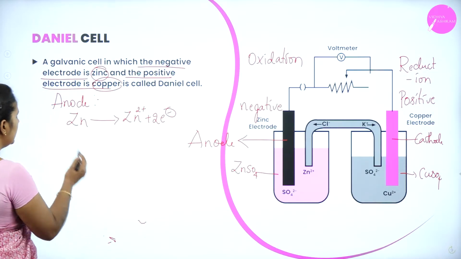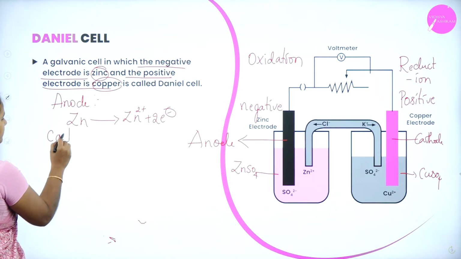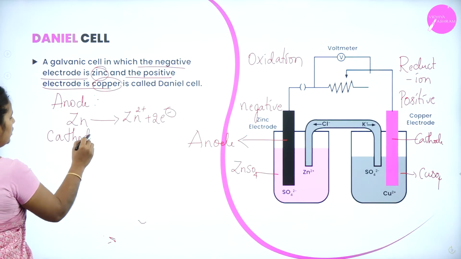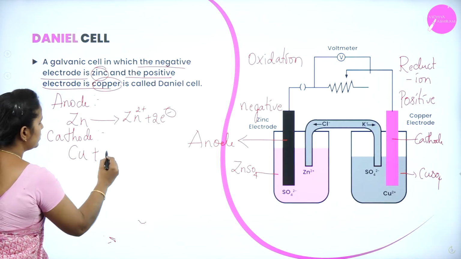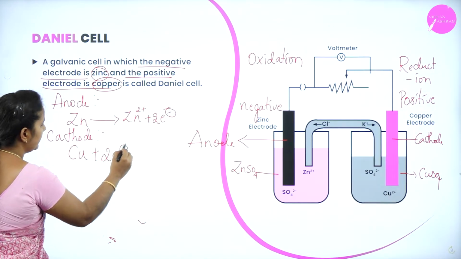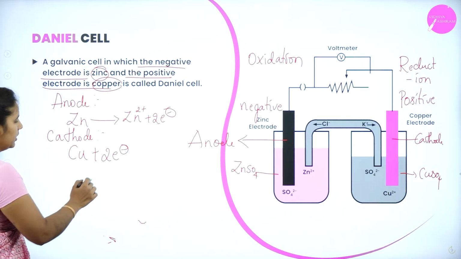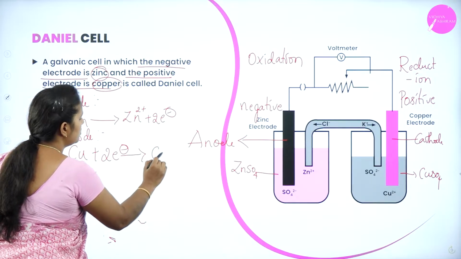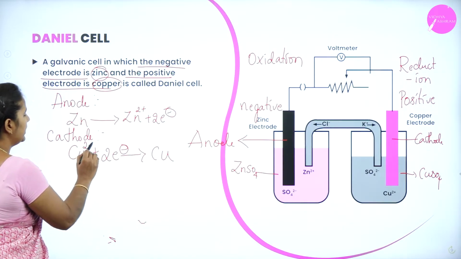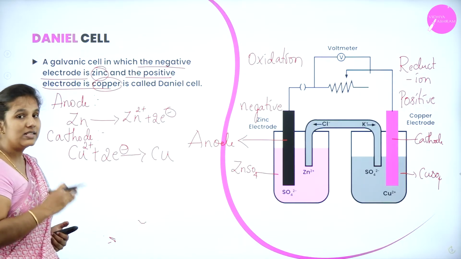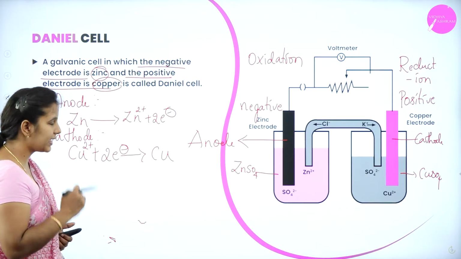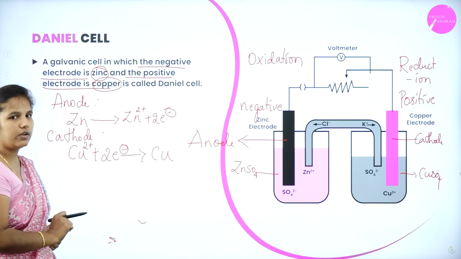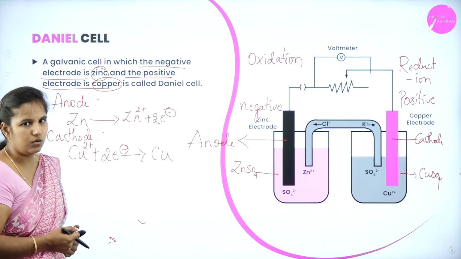Understood? Next, coming to the cathode. At the cathode, what is happening? The copper ion will accept the 2 electrons which have been released by the zinc and get reduced to copper. Since it is accepting the electrons, understood? Hence it is known as the positive electrode.